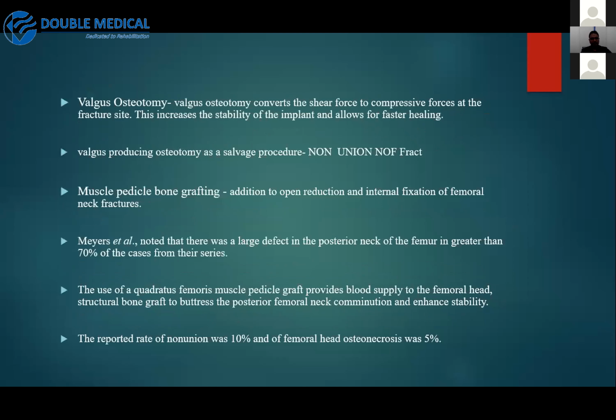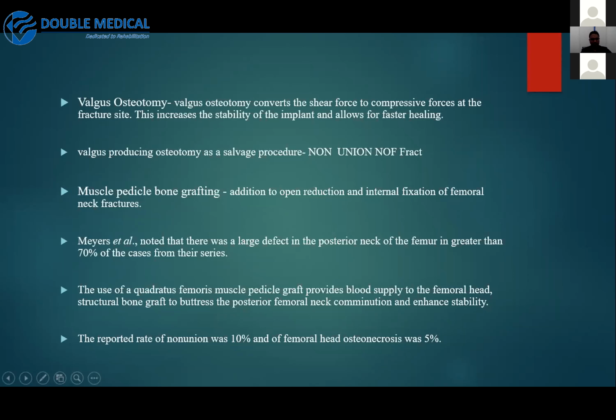These other salvage procedures like valgus osteotomy and muscle pedicle bone grafting as an augment are to reduce the incidence of non-union. And Meyers et al. noted that there was a large defect in the posterior neck of femur in 70% of their case series. So using a quadratus femoris muscle pedicle graft provides good blood supply to the femoral head and acted as a structural bone graft to buttress the femoral neck. And the reported rate of non-union in these procedures was 10% and AVN was only 5%.